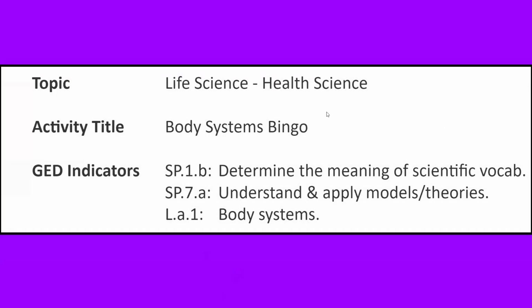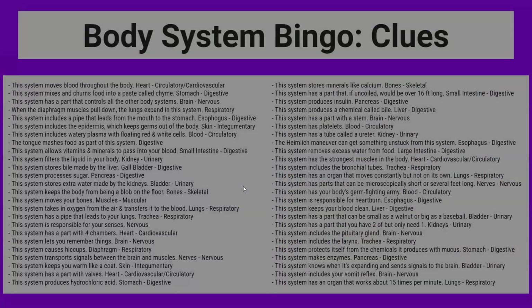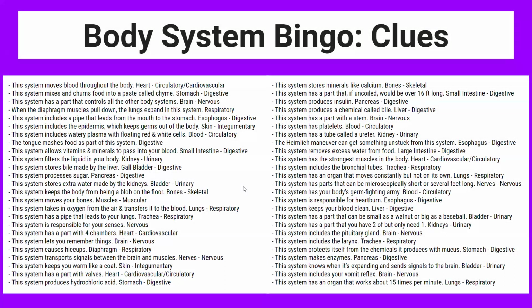On the life science side of things, bingo. Have them create a bingo card, or you could create them if you had everyone face to face. It's their job to create their card by putting the name of a system in each square, and they use each one of them twice. Then you have the questions already here ready to go. You use as many as you need to. It'd be something like, the tongue mashes food as a part of this system, and so they'd mark digestive.